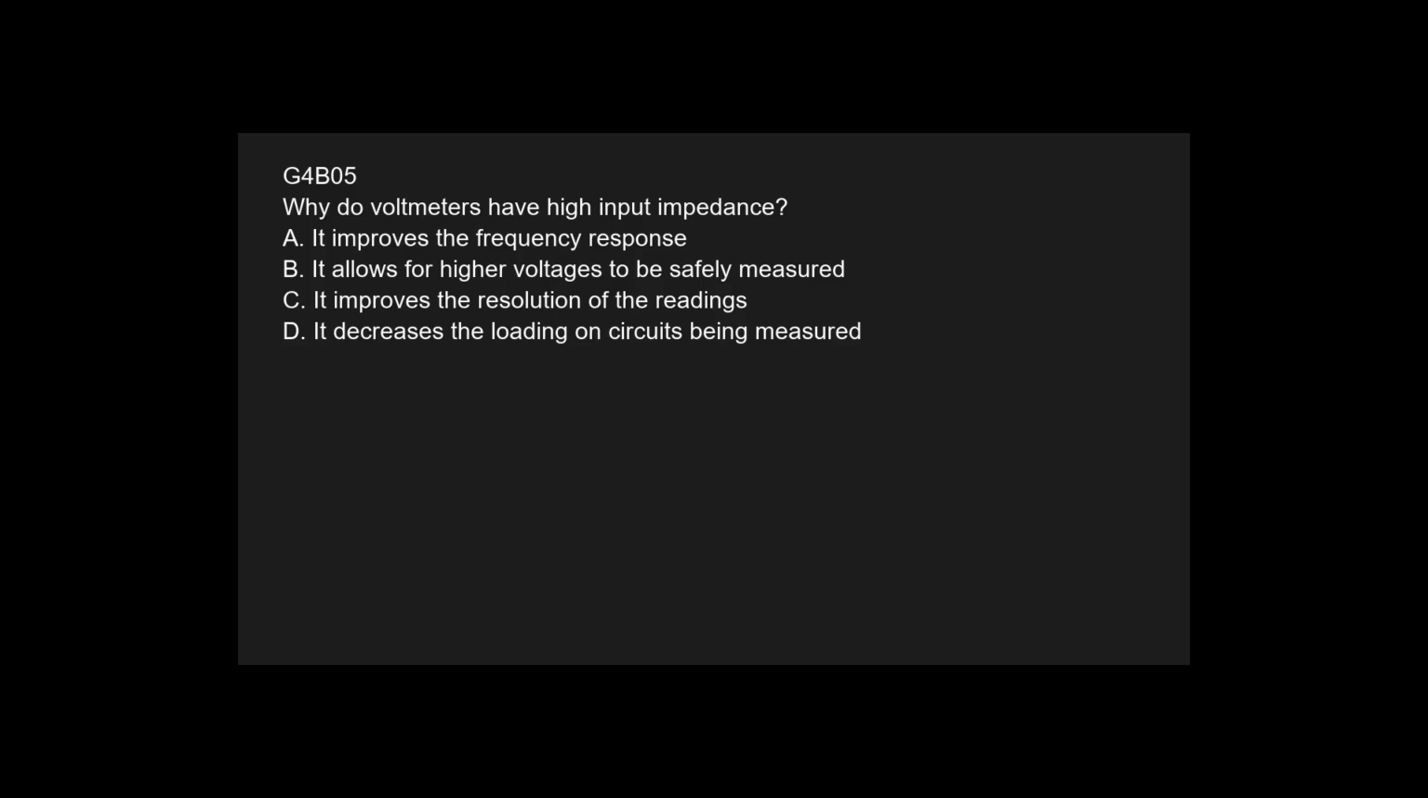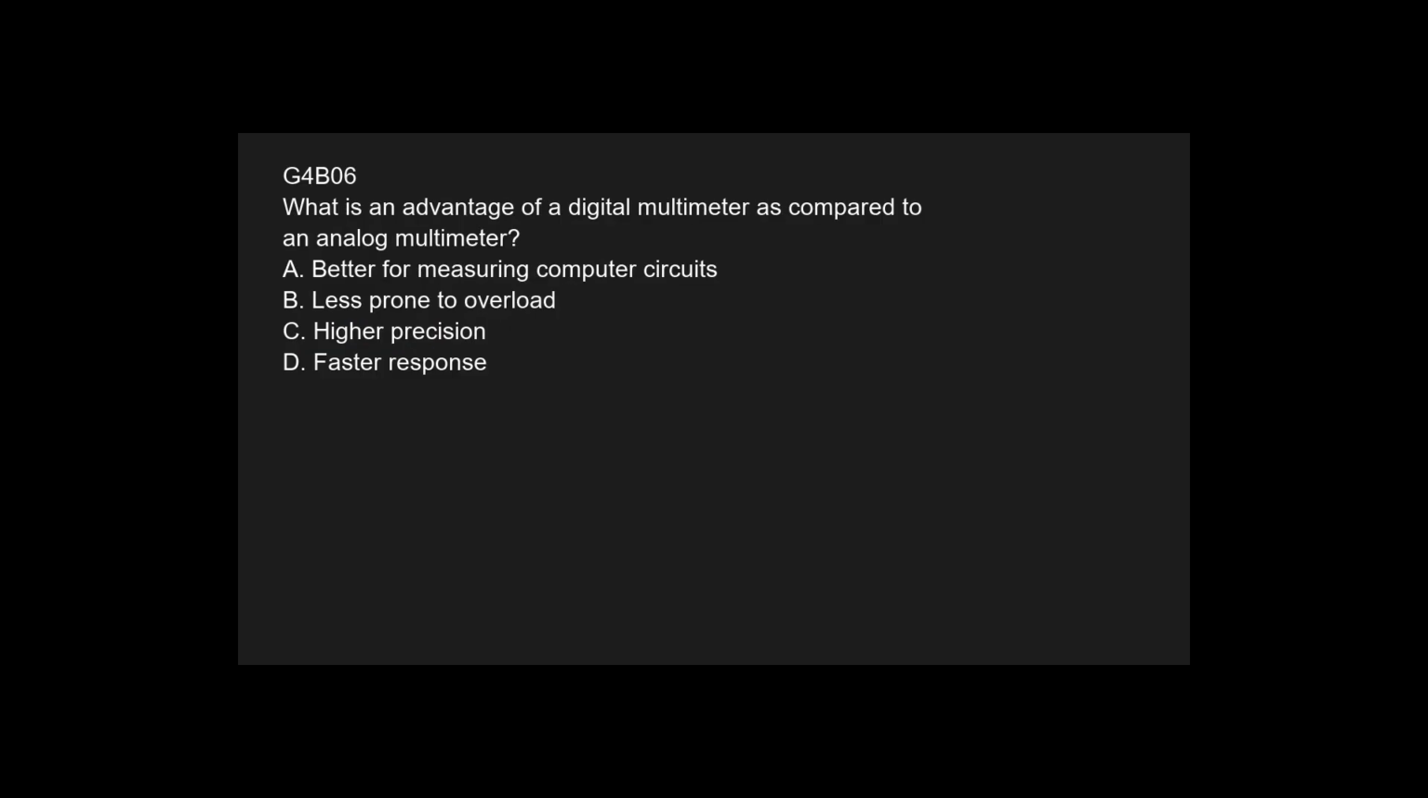Question: why do voltmeters have high input impedance? The correct answer is D. It decreases the loading on circuits being measured. Question: what is an advantage of a digital multimeter as compared to an analog multimeter? The correct answer is C.